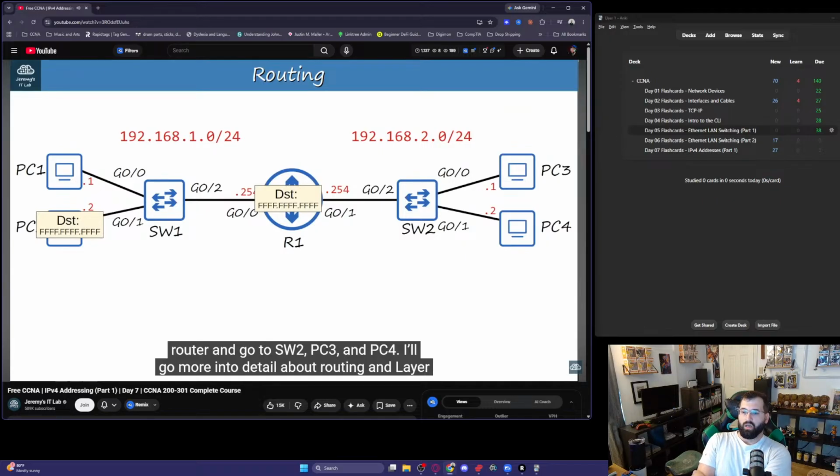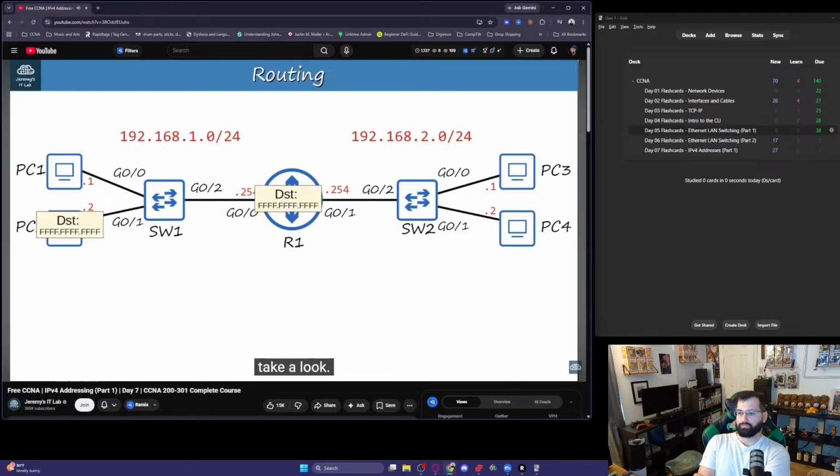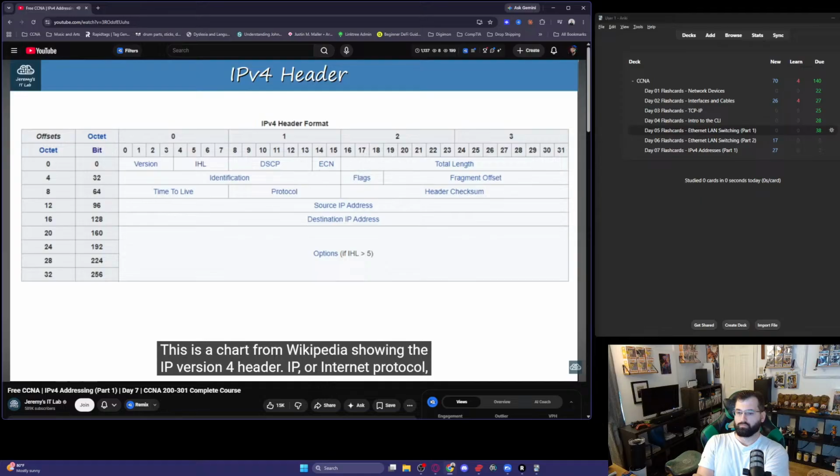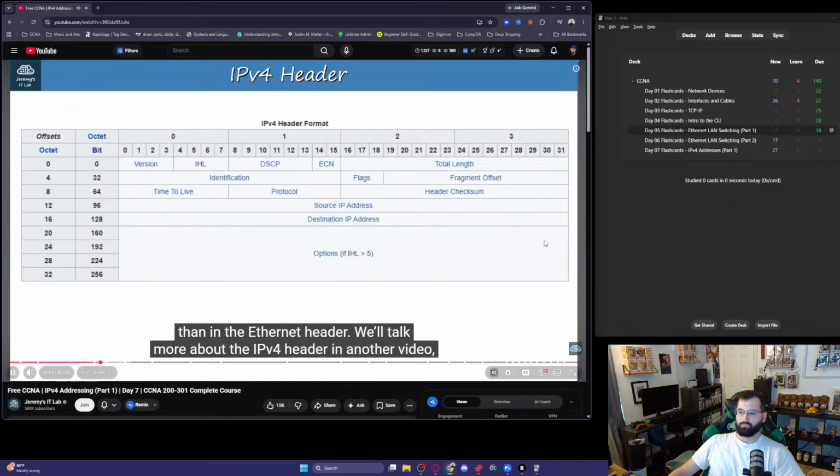I'll go more into detail about routing and layer 3 forwarding, but as I said, this video will focus on IP addresses themselves. So let's take a look. This is a chart from Wikipedia showing the IP version 4 header. IP, or Internet Protocol, is the primary layer 3 protocol in use today, and version 4 is the version in use in most networks. As you can see, there are a lot of different fields in the IPv4 header, more than in the Ethernet header. We'll talk more about the IPv4 header in another video.